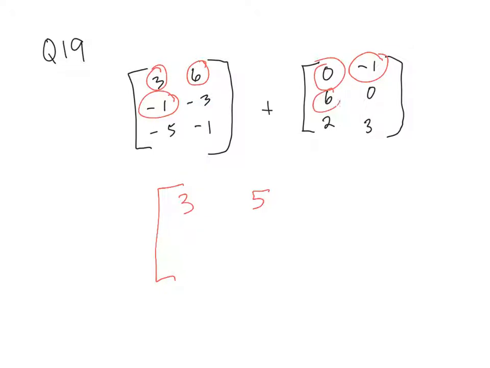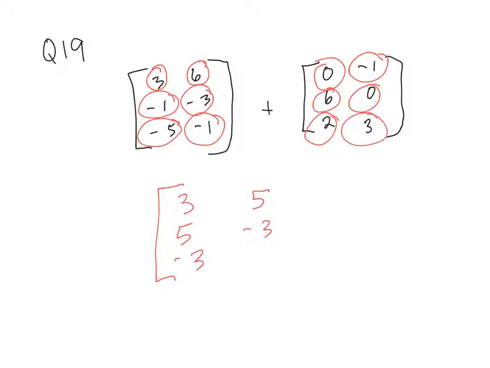-1 plus 6 is 5. -3 plus 0 is -3. -5 plus 2 is -3. -1 plus 3 is +2. And this is your new matrix.